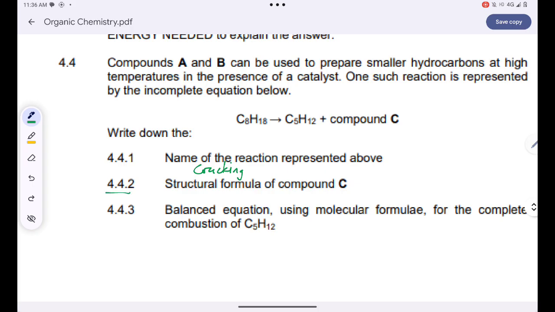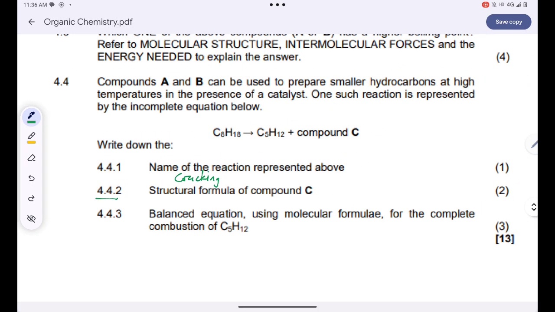Okay, for the second question, they want us to write the structural formula of compound C. Firstly, we must know the molecular formula of compound C before we can write the structural formula. The equation has to be balanced, guys. The number of carbons on the left hand side should be equal to the number of carbons on the right hand side, right? We had 8 carbons on the left hand side, but now we have 5 carbons over there. That means compound C has 3 carbons.